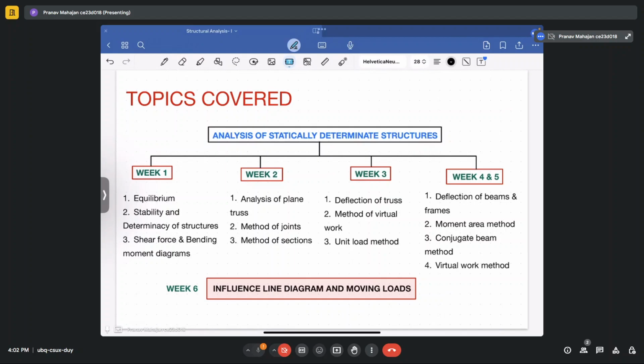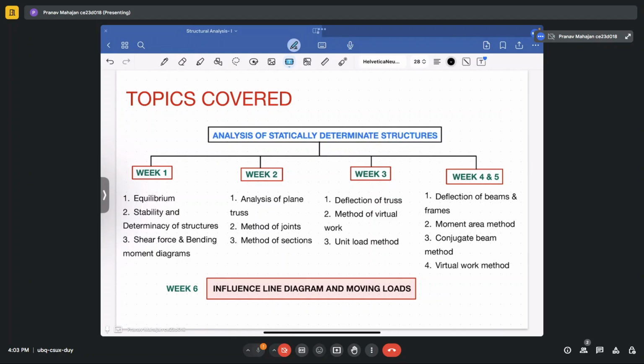Then we moved to week 2, wherein we saw the problems related to trusses, and in that we said that the truss is a two-force member. What is a two-force member? The two-force member is a member which can handle compressive as well as tension force. No bending moment is permitted throughout the length of the member. So how to solve those problems?